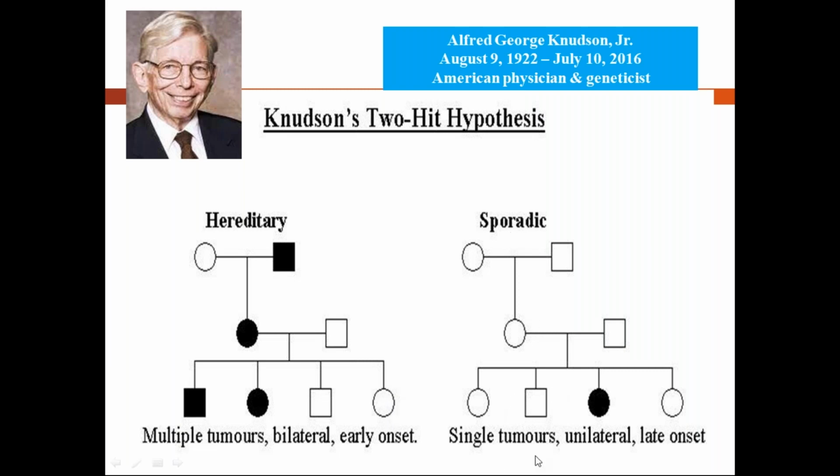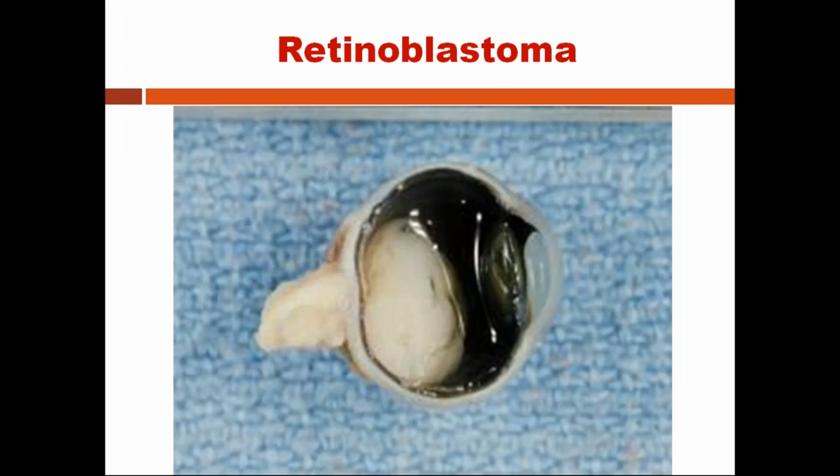And in sporadic, they are single tumors, only retinoblastoma occurs. Other tumors like osteosarcomas and breast and ovarian cancers don't occur, and it involves only a single eye, one eye is involved, and it is late onset, maybe in late childhood, 5-6 years of age, below 10 years of age. So that's about the Knudson hypothesis.